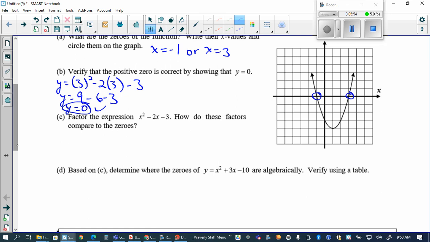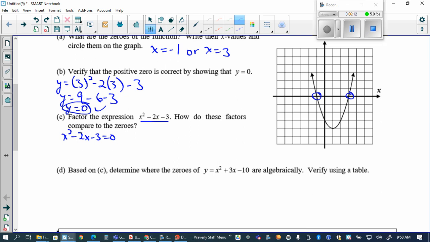Actually, I'm going to solve this. I'm going to find the zeros of this algebraically. I'm just going to skip right to that. Why bother? So let's write this down: x squared minus 2x minus 3 equals 0. Okay?